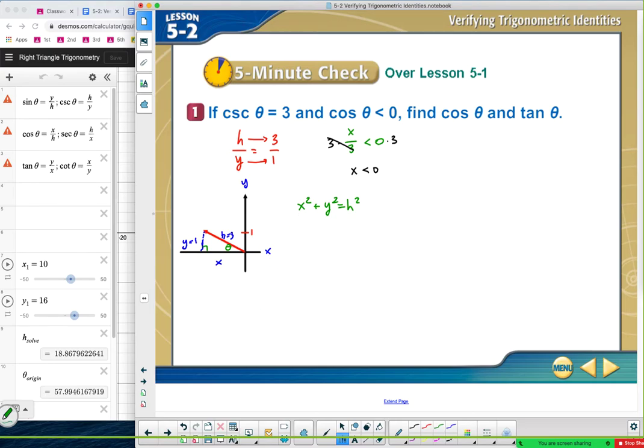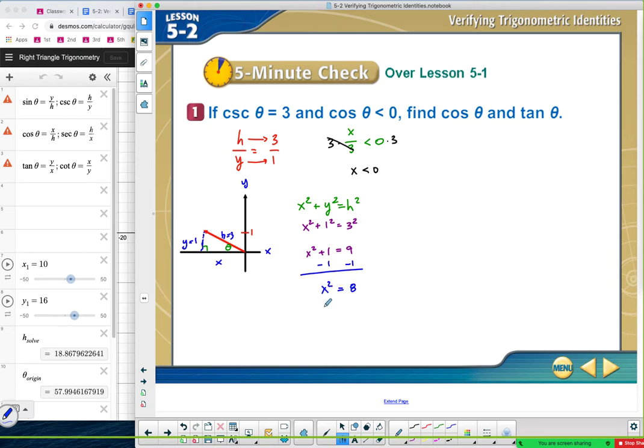And when we plug in our numbers, we don't know x, we do know y, and we do know h. So x squared plus 1 times 1 is 1. 3 times 3, or 3 squared, is 9. So we go through this process of solving. I'm trying to get x by itself. I need to isolate, which means do the opposite. So I'm going to subtract 1. So x squared will equal 8.